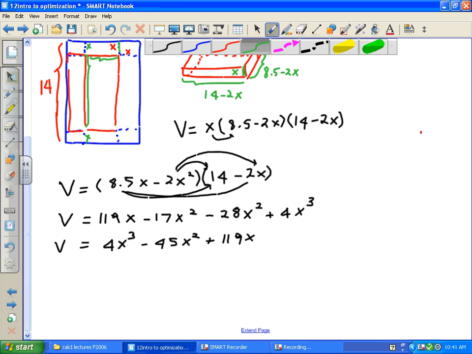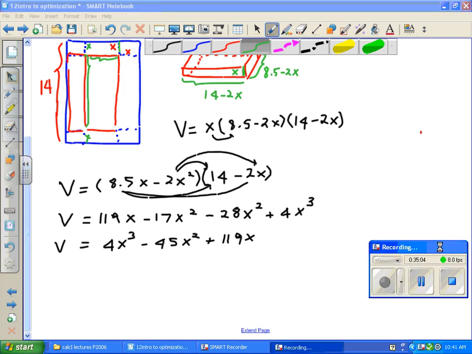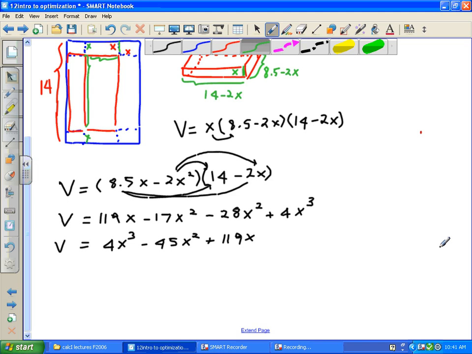Okay, so what are we going to do with this? Take the derivative, set it equal to 0, just like our other problems that we have been doing. Okay, take the derivative and set equal to 0. So let's differentiate. We get 12x squared minus 90x plus 119.